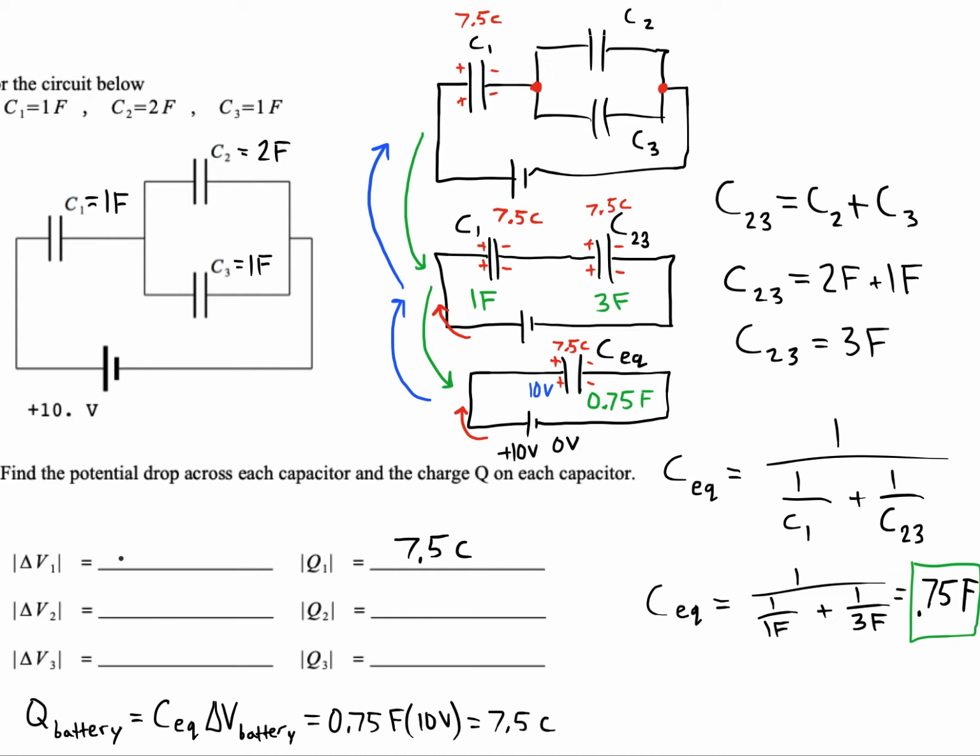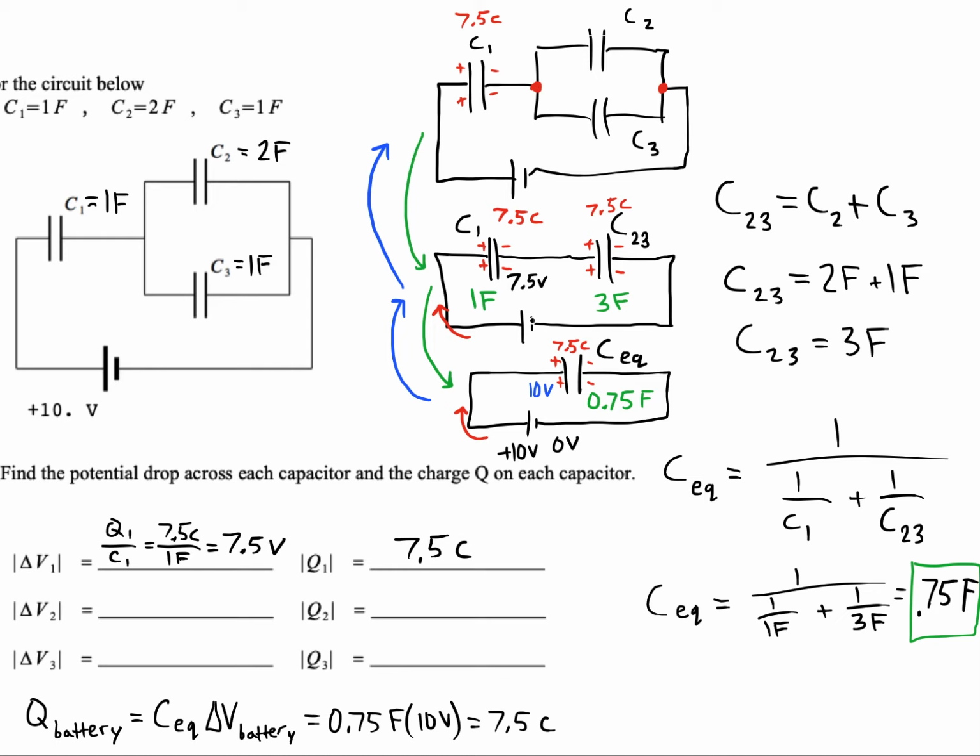Okay, let's find the voltage drop across capacitor 1. So that's going to be Q1 over C1, which will be 7.5 coulombs over 1 farad. It's going to be 7.5 volts. All right, so we've got 7.5 volts on our 1 farad capacitor.